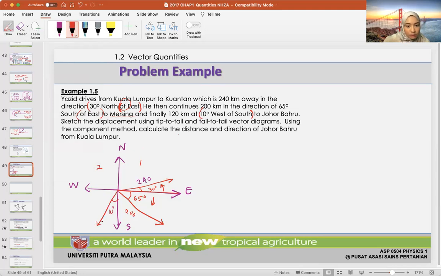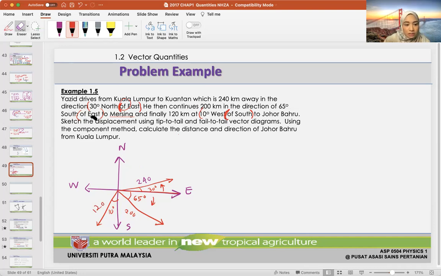So let's take a look. So he said 120 km at 10 degrees west of south. Your south is your reference point. Then he goes 10 degrees towards the west. So correct. The angle should touch the south, and then the angle is 10 degrees towards the west. Okay. And this is 120 kilometers. That is the magnitude.